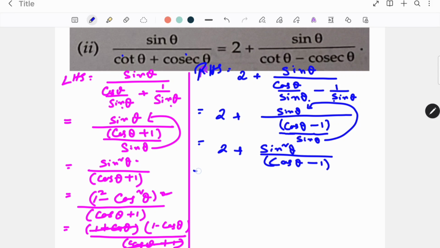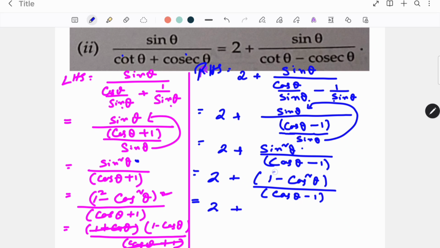Now what we will do, same like the LHS only. See here sin theta was there, sin square theta, here also we got sin square theta. Same we will split. Sin square theta means 1 minus cos square theta, and here down as it is we will keep cos theta minus 1. Now we are splitting it in this way. This 1 means 1 square, so a square minus b square formula will split 1 plus cos theta and 1 minus cos theta.